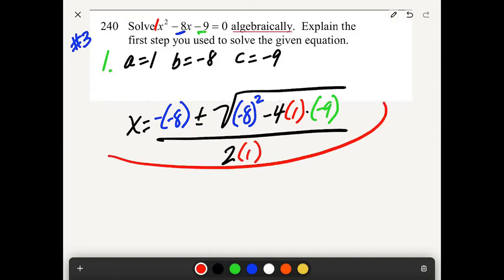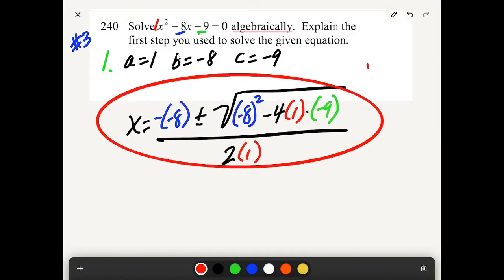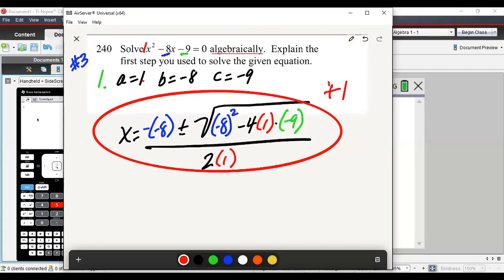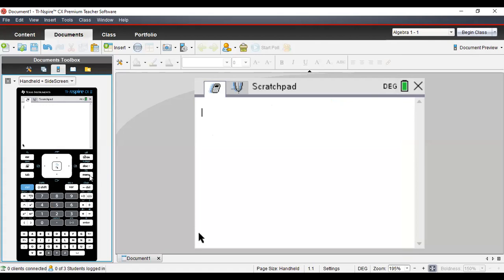Now, once we've done these two things, this is +1, and now we can end solve. So we go get our calculator over here, and menu 31, and you've got x squared minus 8x minus 9 equals 0, comma, x, and then you press enter.